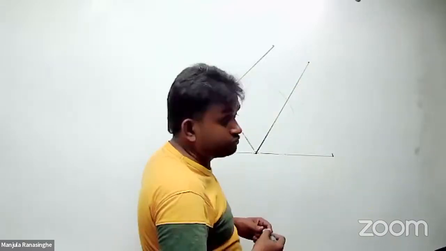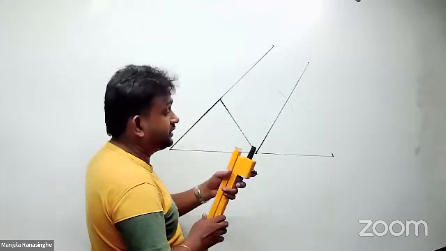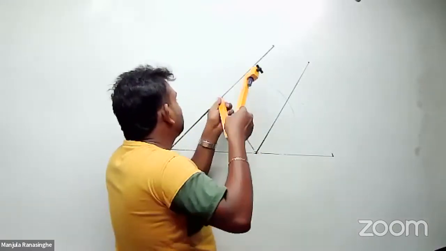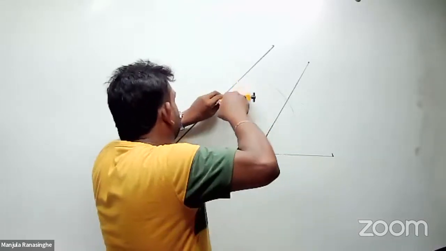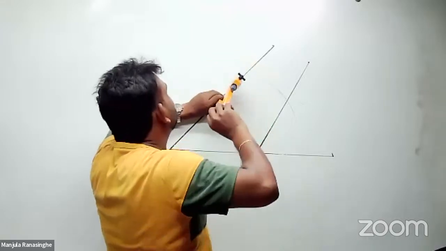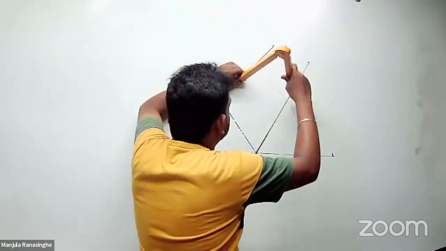Then I also need to find the angle bisector of this exterior angle. This is the exterior angle, and take the bisector of it. This is how. This is the angle, and take the bisector of it.